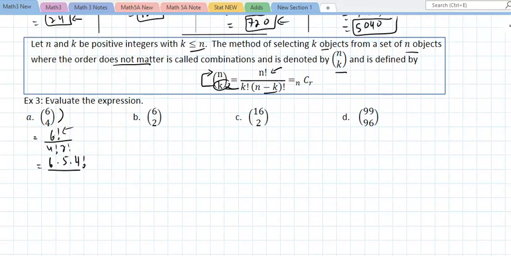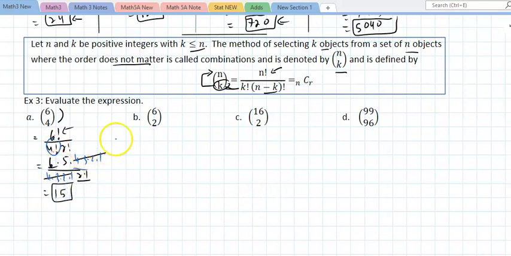I'll show you why. Instead of writing 4 factorial as 4 times 3 times 2 times 1, I know that's going to be the same. So instead of writing this out, I could have stopped at 4 factorial and cancelled it with that factorial. 2 divides 6 three times, that's 15.